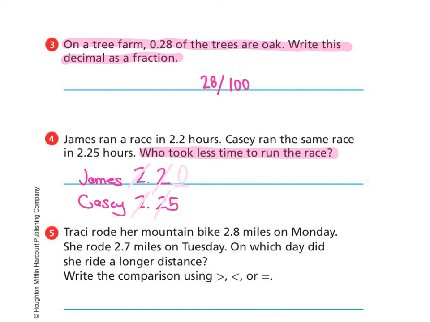Now the question is, who took less time? Is 0 or 5 less? 0. So, Reese, you were correct. James took less time.